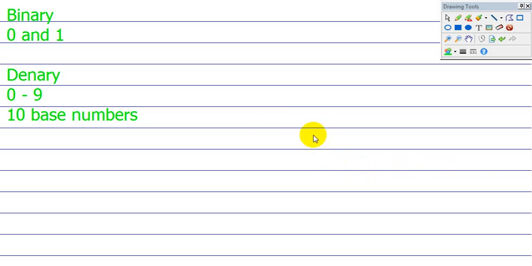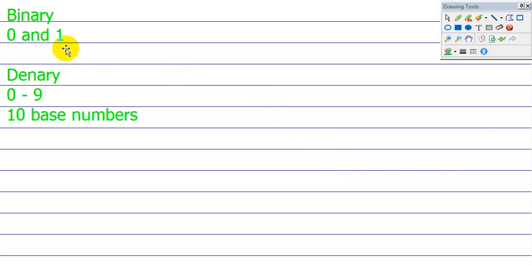Binary and denary, an introduction. Starting off, binary is either a 0 or a 1. So 0 and 1 are the only digits allowed in a binary system.